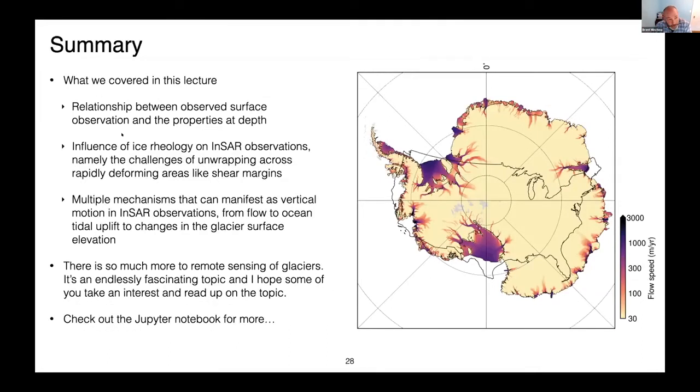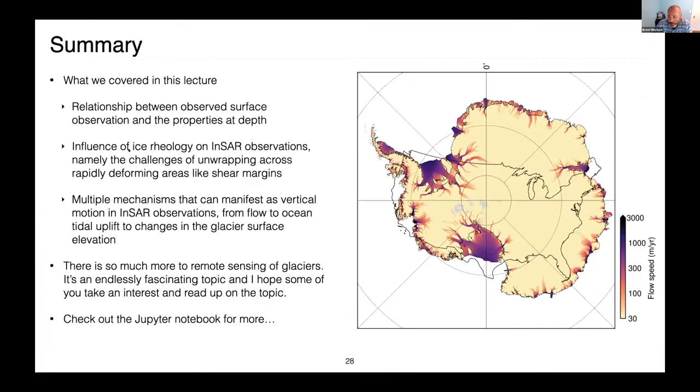So what we've covered in this lecture, a very brief whistle-stop tour, is the relationship between observed surface velocity and the properties that we may observe at depth, at a very high level. We talked a little bit about the influence of ice rheology on InSAR observations, in particular the challenges of unwrapping across rapidly deformed areas like shear margins. We often get around the challenges related to InSAR because we often end up just doing offset fields, pixel tracking, speckle tracking, whatever you want to call it.